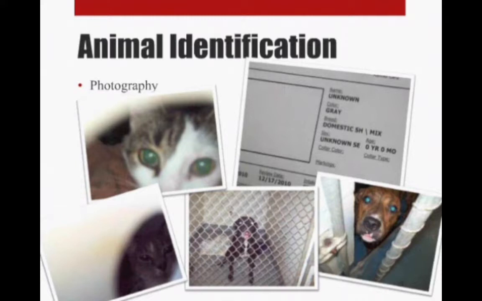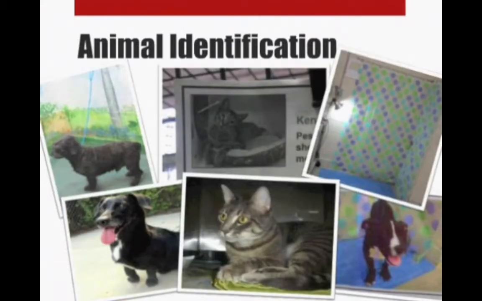On the top right, you'll see an actual image of a cage card from a shelter that I visited, and there's no picture at all for that animal. It also doesn't have any sex listed or any age, so we know nothing about that animal that's in the cage behind that cage card. So here are some good pictures that you might consider setting up some of these examples.